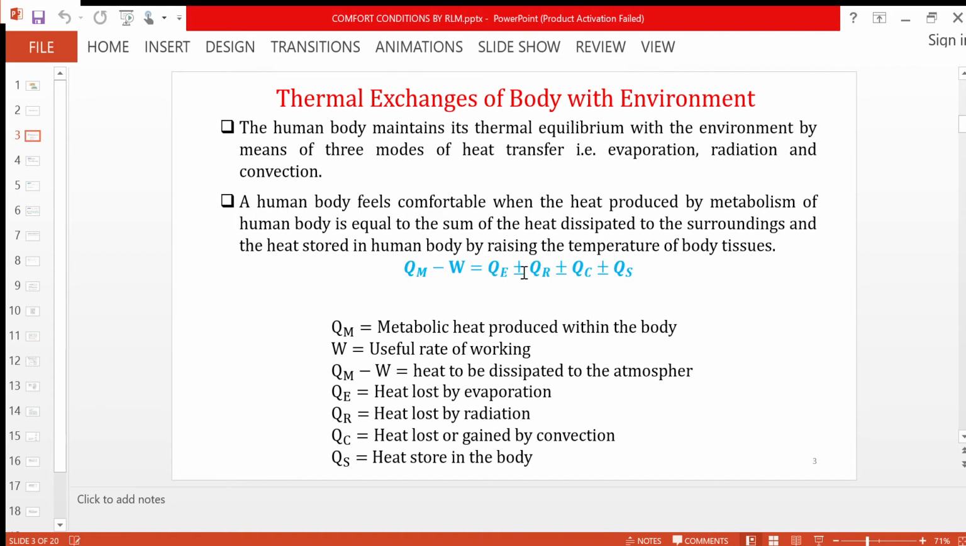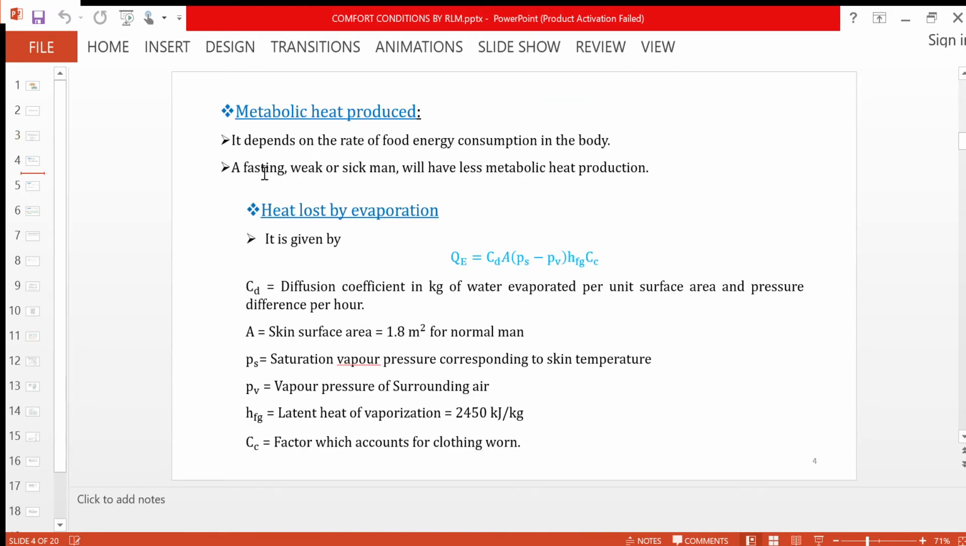So evaporation, radiation, and convection. Apart from this, whatever heat is dissipated, the remaining part gets stored in the body, which increases the body temperature if it is positive. If the ambient conditions are such that the heat dissipated is more than this amount, then naturally this will be negative, and your body temperature will start decreasing.